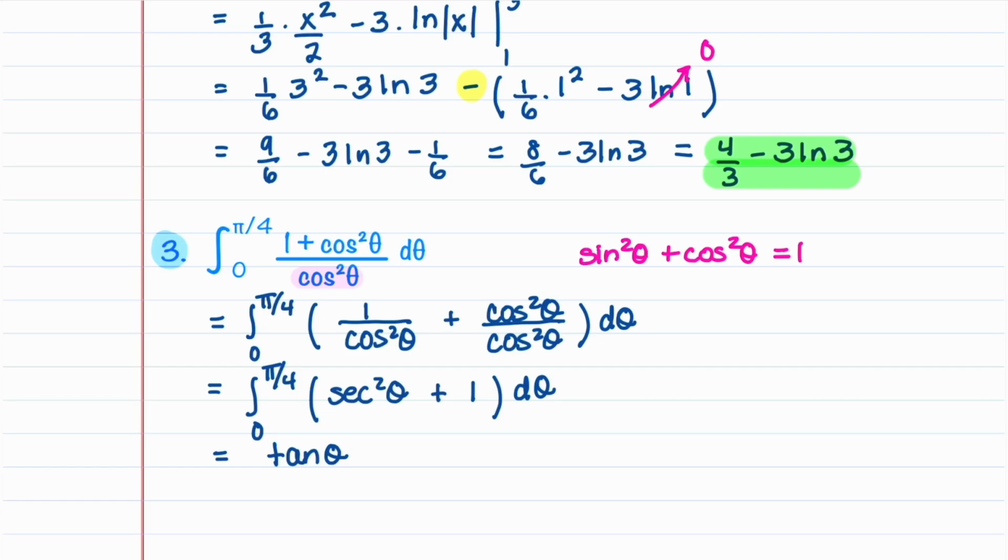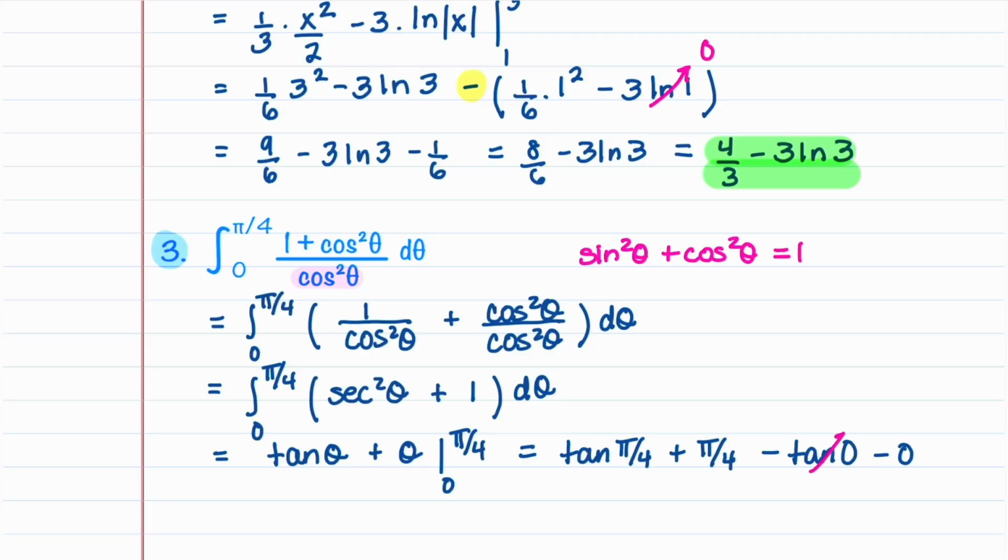You can always think when you're doing this type of problem, what function do I take the derivative of to get secant squared? And that function is tangent. And then the integral of 1 is just theta, and we're evaluating between 0 and pi over 4. This gives us tangent pi over 4 plus pi over 4 minus tangent of 0 minus 0.